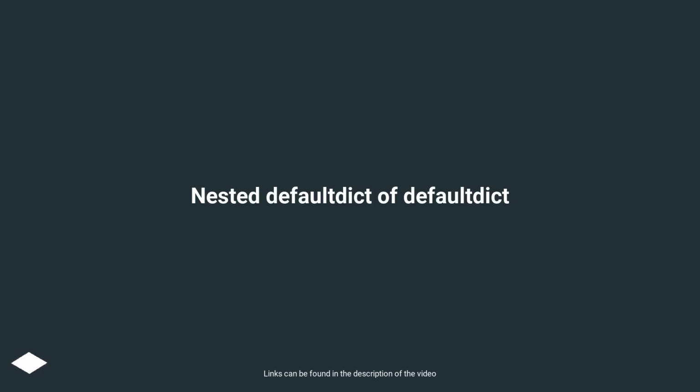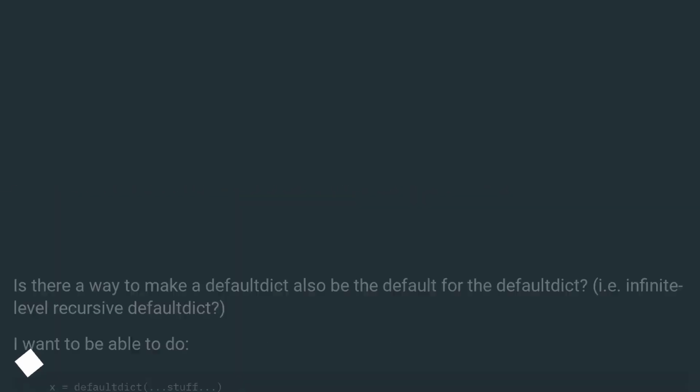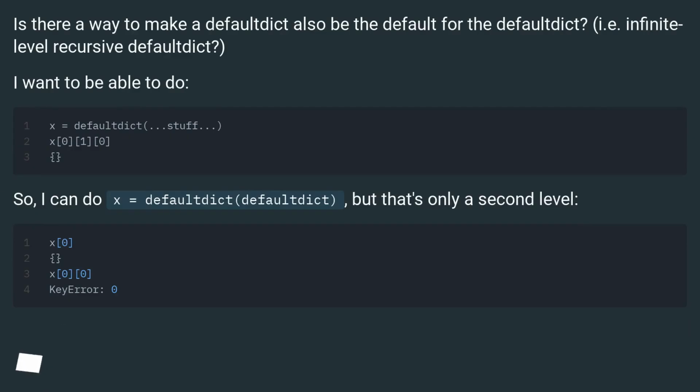Nested defaultdict of defaultdict. Is there a way to make a defaultdict also be the default for the defaultdict? i.e., infinite level recursive defaultdict? I want to be able to do.